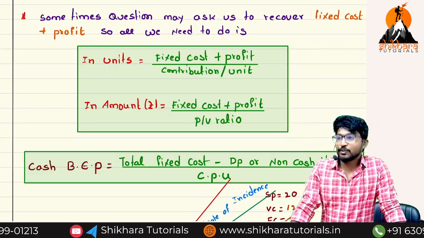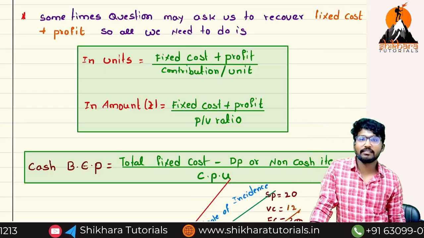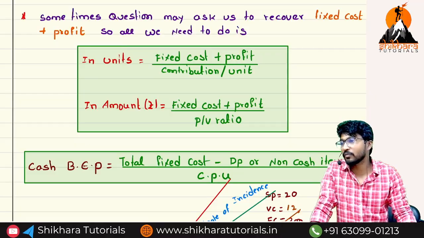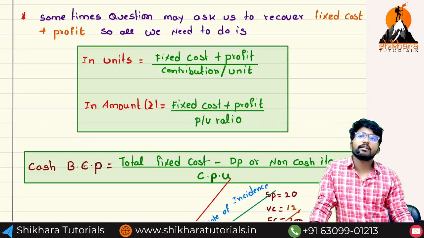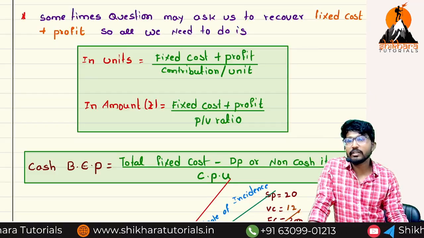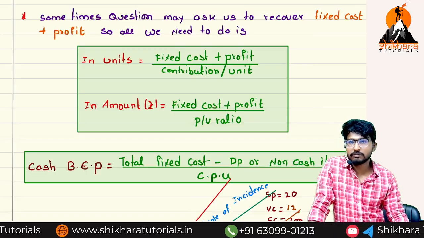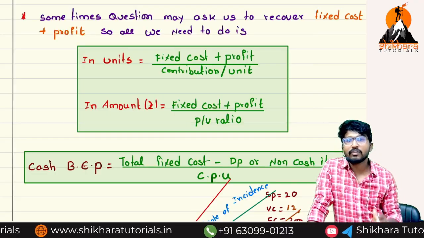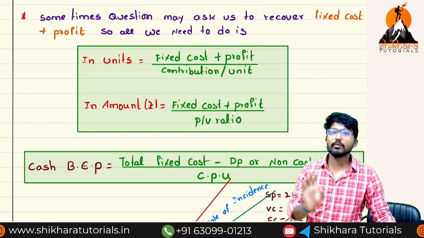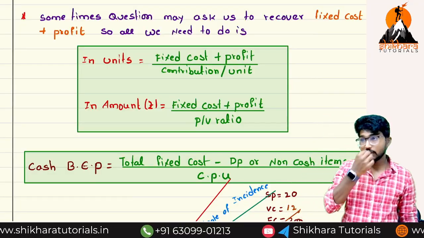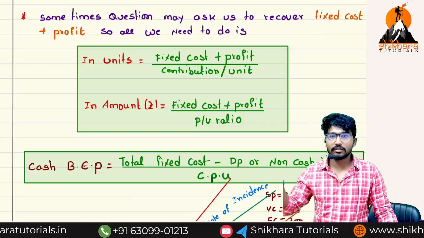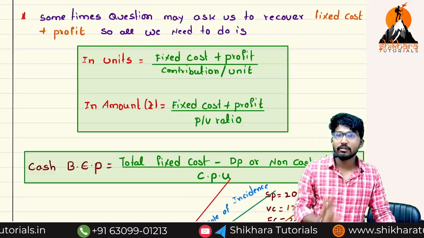Sometimes the question may ask us to calculate the sales required to recover fixed cost plus profit. Like, what amount of sales do we require to get a profit of 20,000? To get a profit of 20,000, first you need to recover variable cost. After variable cost, you will get contribution. The contribution is utilized to pay fixed cost. Whatever amount is left is profit.